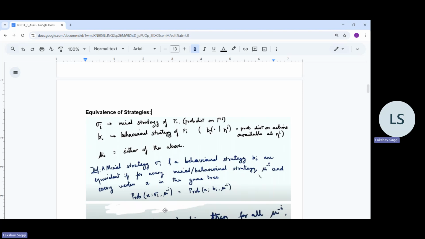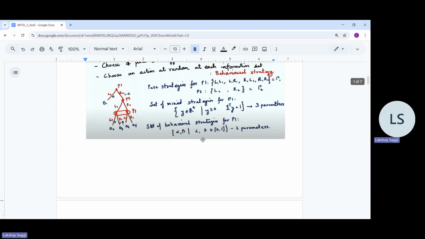The probability of reaching every node will be the same. And if this occurs, then we say that the mixed and behavioral strategies are actually equivalent. Note that this is a very strong requirement. Given a mixed strategy, we want a behavioral strategy which is equivalent to it. What we'll have to show is, we first see the probability of reaching some node under the mixed strategy, and then we form an equivalent behavioral strategy.